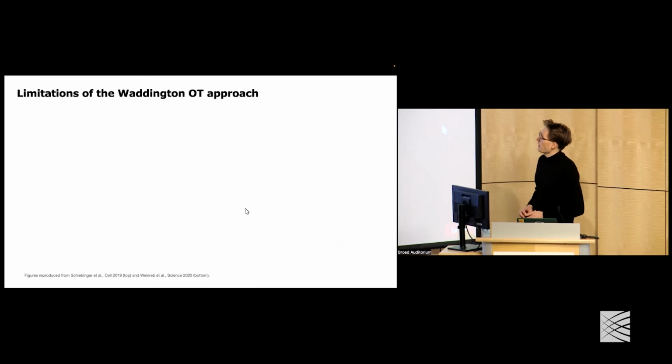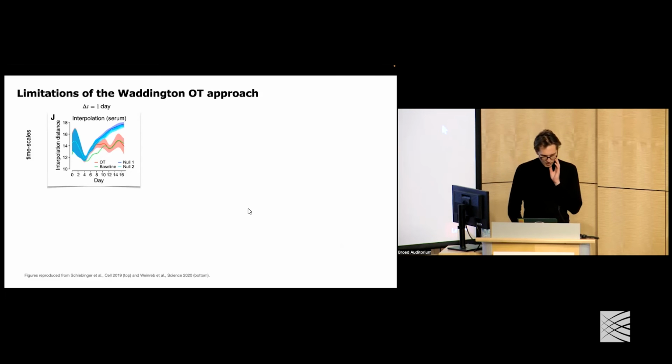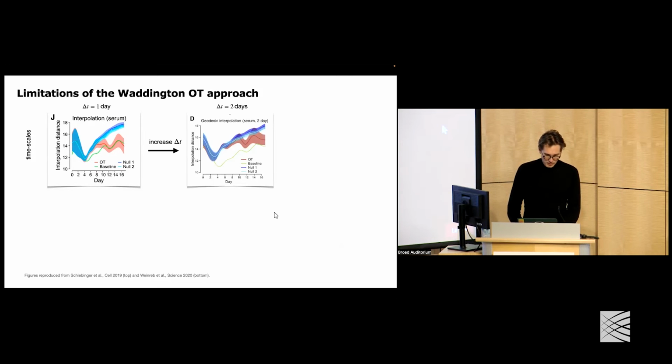Okay, still there are some limitations to this approach. One is that it works very well when the time gaps are not too far apart. Already in the original paper, though, they showed that when you artificially remove some of the time points and go to 2-day time gaps, then it doesn't work as well any longer. So the geodesic interpolation distance becomes much bigger.